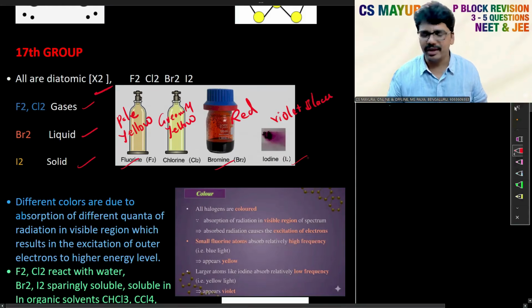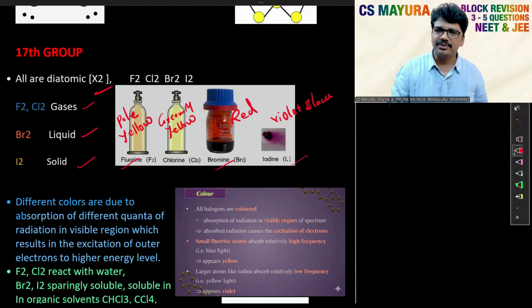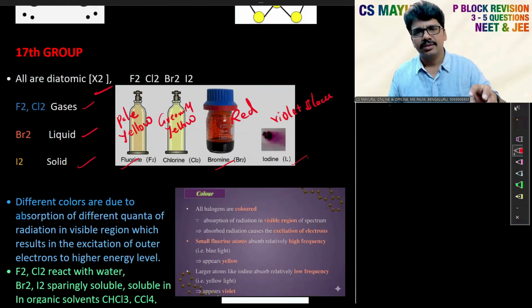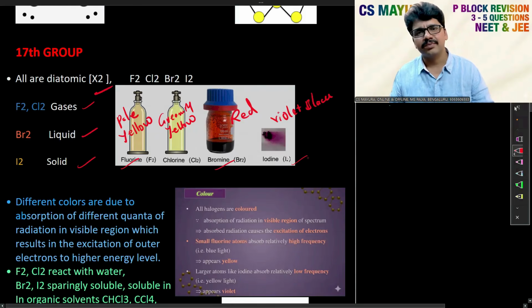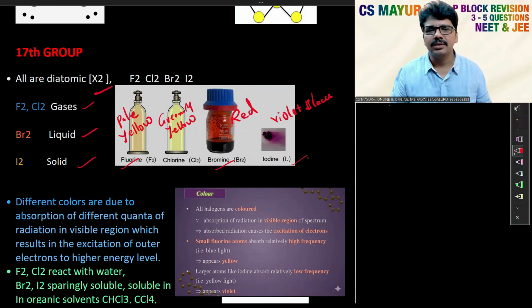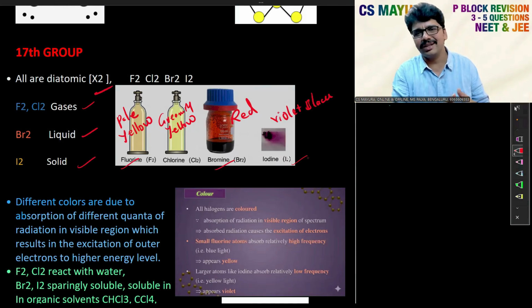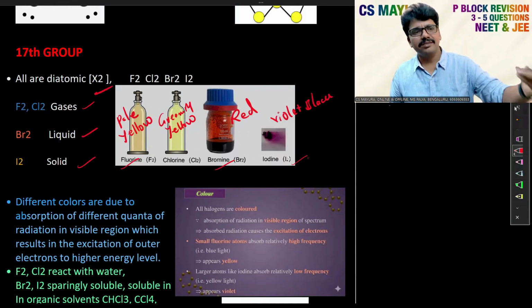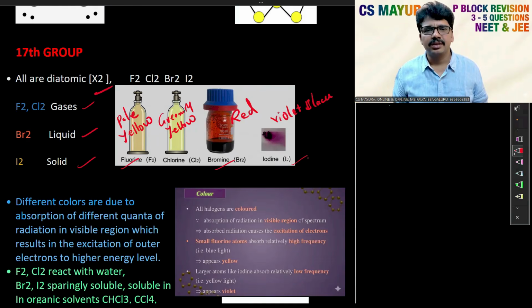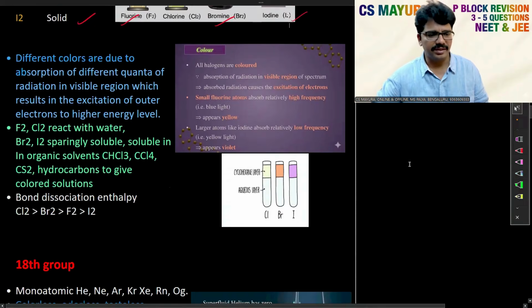Here, what is the reason for their color? These molecules absorb radiation from the visible light, and their electrons are excited to a higher energy level. This is responsible for their colors. But why do these molecules show different colors? Different substances absorb different frequencies of radiation, they don't absorb the same frequency, and different transitions take place. That's why they show different colors. So you can see the concept here.